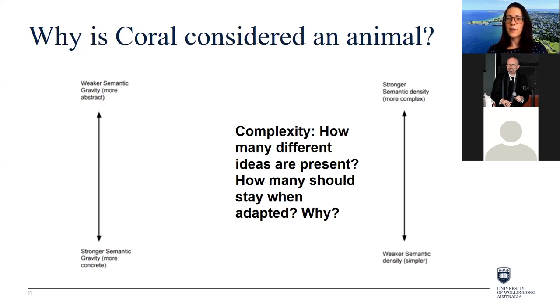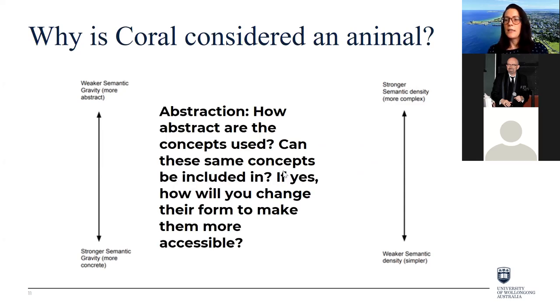What I'm going to tell you about is the formative task that we used as part of this assessment to get students to think about the complexity and the abstraction of their explanations, specifically those that were constructed for different audiences. This particular example was looking at why coral is considered an animal. In the formative task, we asked the students to think about how many ideas were present and how many should stay for each of the adaptations for the different audiences. In terms of the semantic gravity, the abstraction, we asked them how abstract are the concepts that are used and which of these should we consider for the different audiences and why.